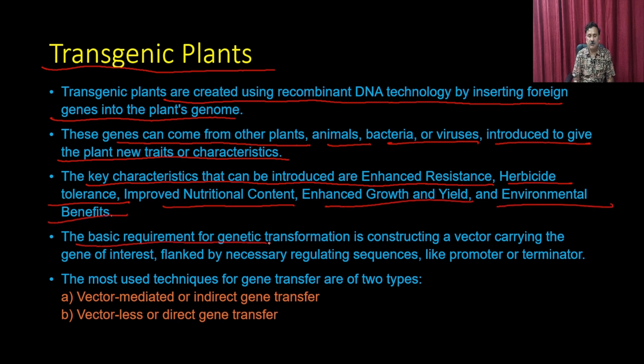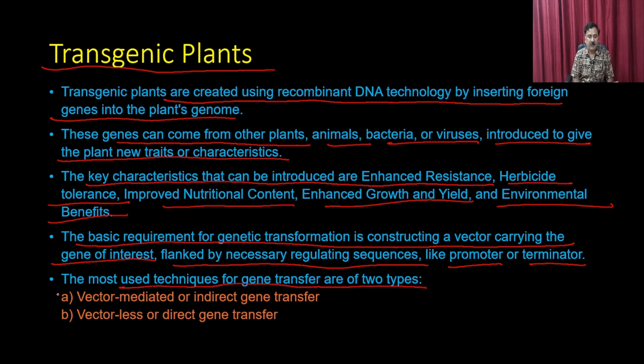The basic requirement for genetic transformation is constructing a vector carrying a gene of interest flanked by the necessary regulatory sequences like the promoter or the terminator. The two most widely used techniques for gene transfer are vector mediated transfer or direct gene transfer. So, vector mediated transfer, where you are going to use the Agrobacterium tumefaciens species, and direct gene transfer, where you are going to use the ballistic gun.